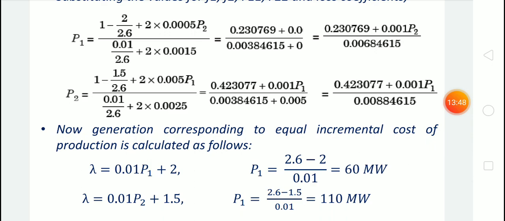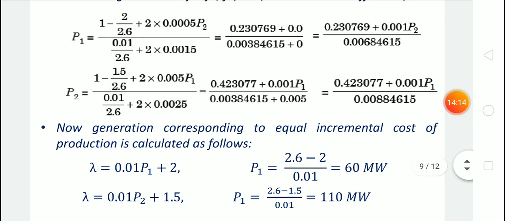So for getting the P2 and P1 values, first we can calculate the cost generation corresponding to incremental cost. Lambda equal to ∂F1/∂P1 equal to ∂F2/∂P2. So lambda equal to 0.01 P1 plus 2. Also lambda equal to 0.01 P2 plus 1.5. Here we can substitute lambda as 2.6. So P1 equal to (2.6 minus 2)/0.01, that is 60 megawatt.